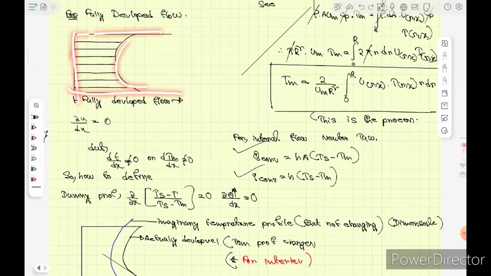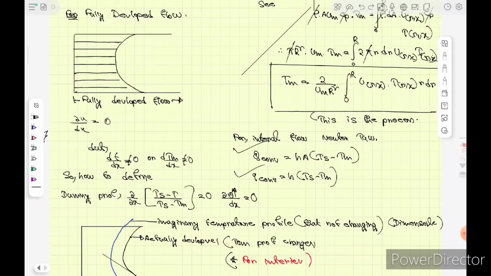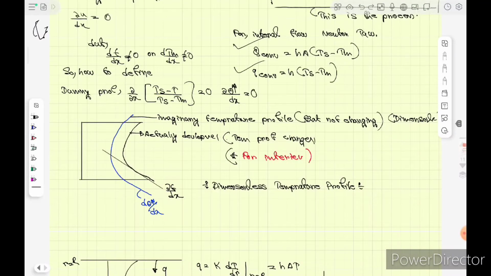And for the mean temperature, suppose in a pipe there is a fluid at 50 degrees Celsius and outside it is 1000 degrees Celsius. Then the heat transfer has to be there, it cannot be 0. So now q convection is h A into (Ts minus Tm), so you know. And small q convection is that.